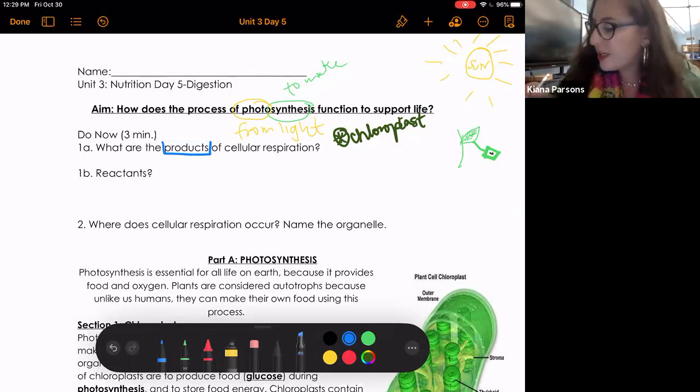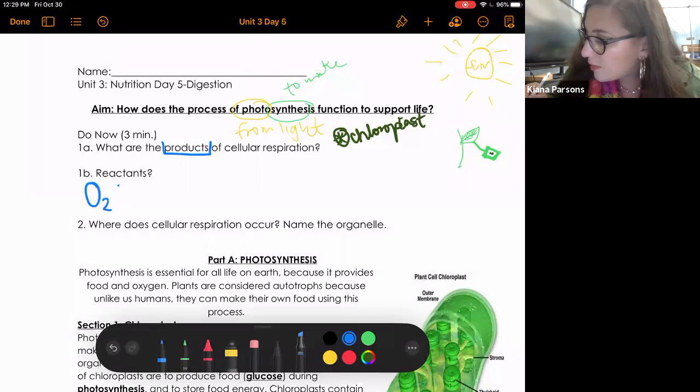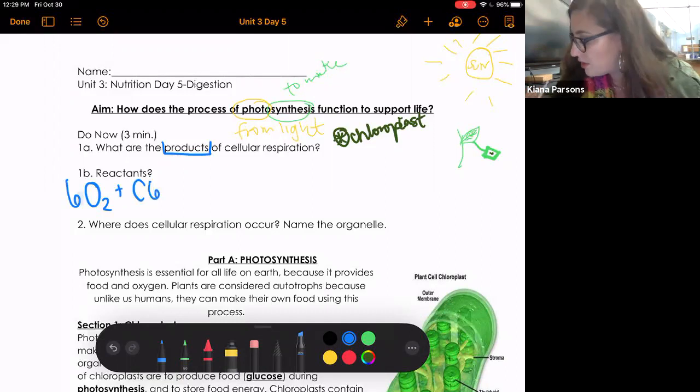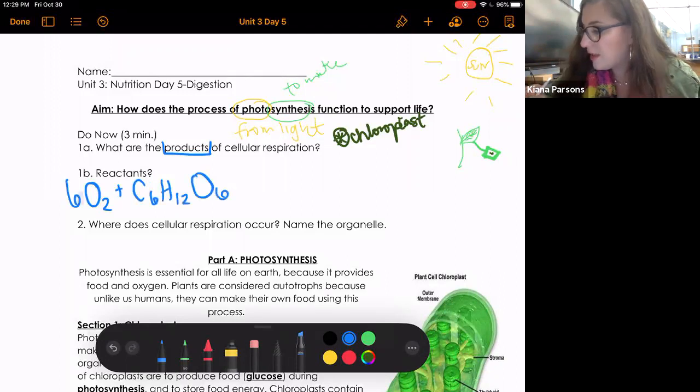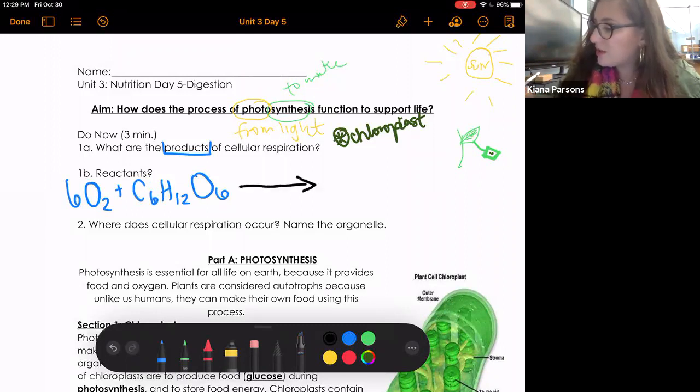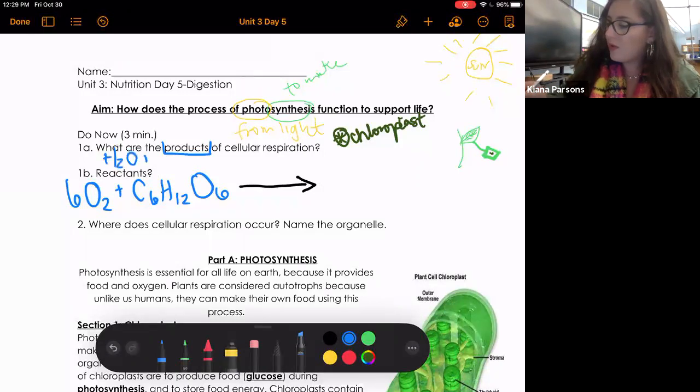So for cellular respiration, we have oxygen plus glucose, and it's usually to balance the equation 6O2, C6H12O6. So that's oxygen plus glucose yields H2O, CO2, and ATP. And we know that that's energy.